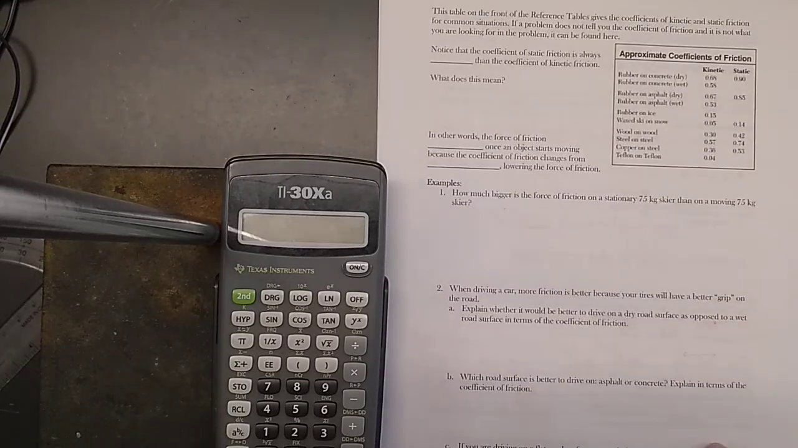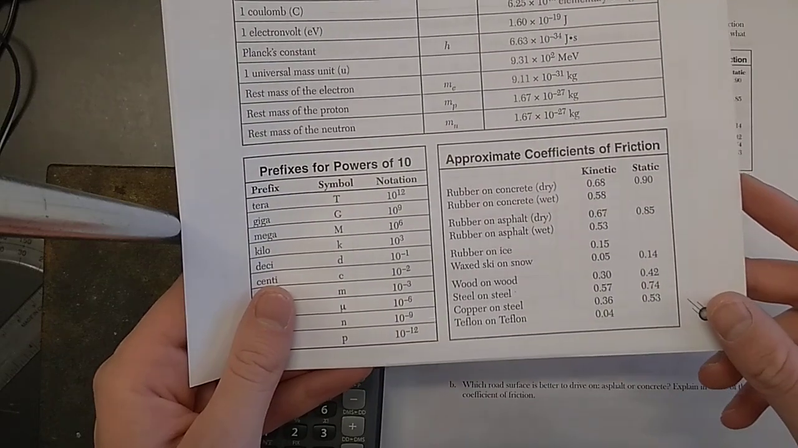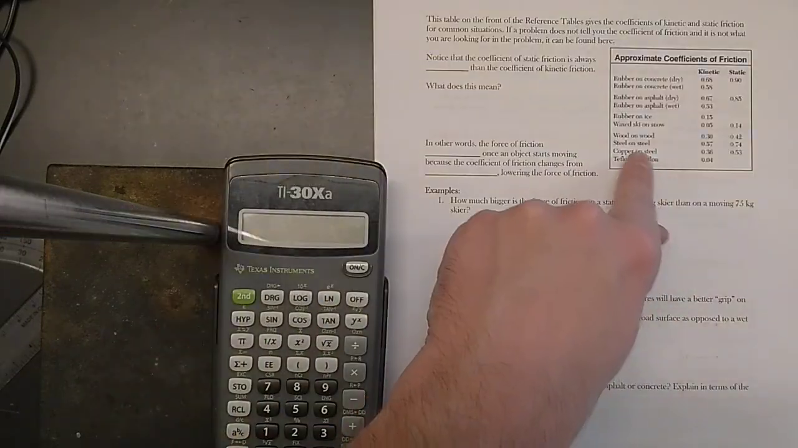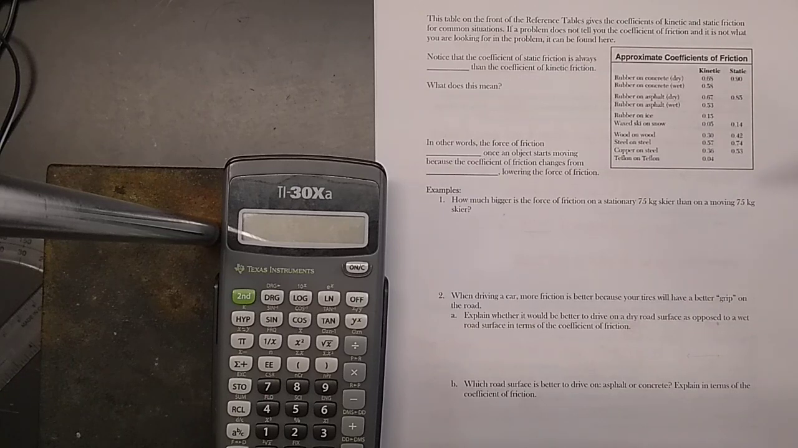I'm going to direct your attention to the front of the reference tables now, where you will find a chart in the lower right-hand corner that says approximate coefficients of friction. Okay? The table is repeated right here. This table gives the coefficients of kinetic and static friction for very common situations. Notice it gives all the kinetic ones, and only gives some of the static ones. If you have a problem that does not tell you the coefficient of friction, and it's not what you're trying to solve for, you can find it here.